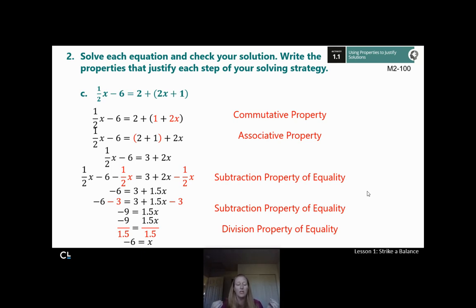All right, so this is what you're going to be doing on a lot of your homework assignments: solving equations, but you also have to write the reason for why you did what you did. So that's going to be super important. Now, to help you get more familiar with these properties, I do have just a few more problems that I want you to take a look at.